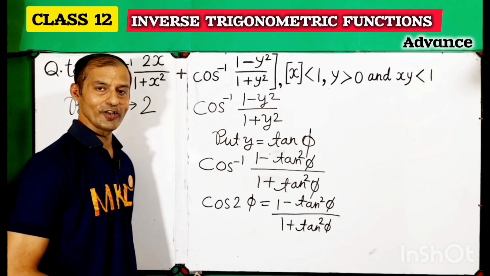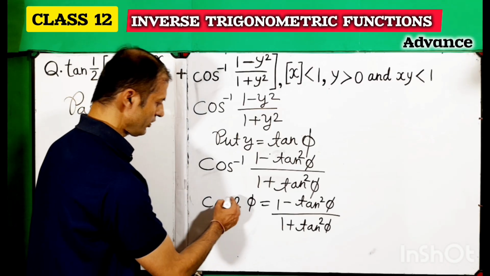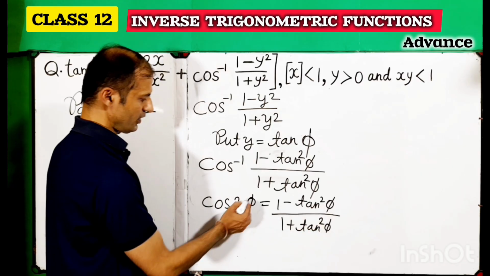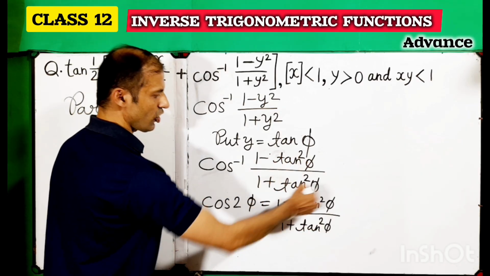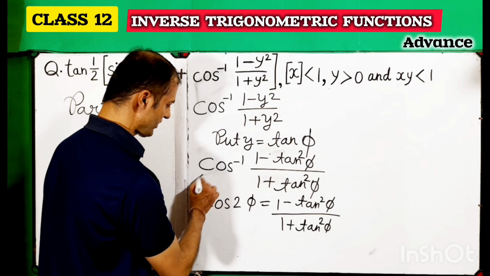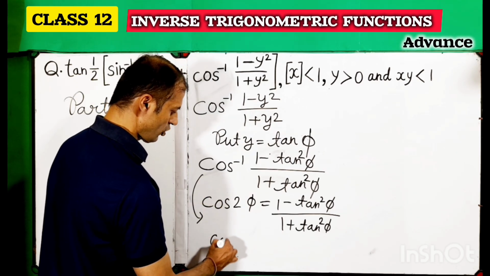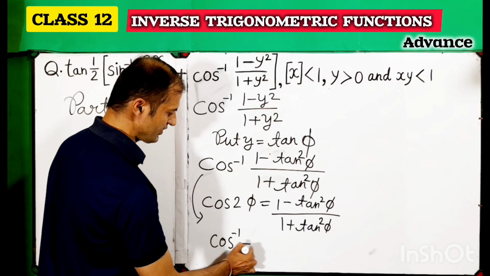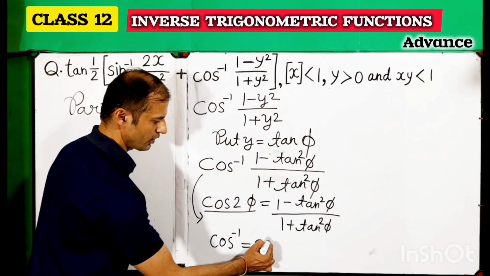Cos 2 phi. Then what will we do, students? Then we'll say that cos 2 phi is equal to this one. So we'll keep this cos 2 phi in place of this function. Okay, so here we see that cos inverse of it is equal to cos 2 phi.